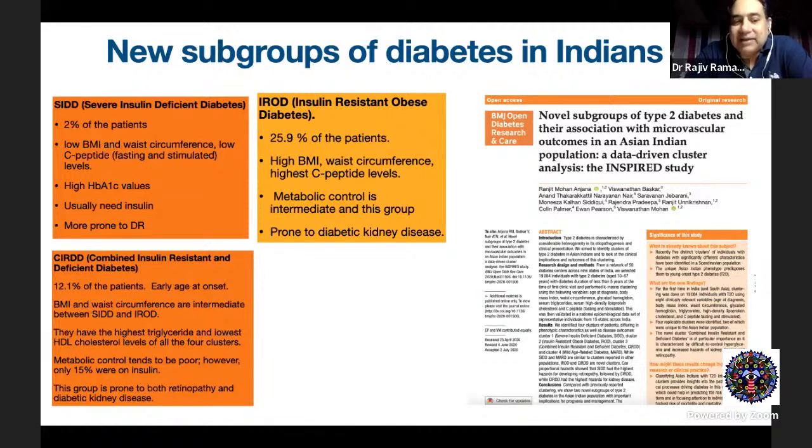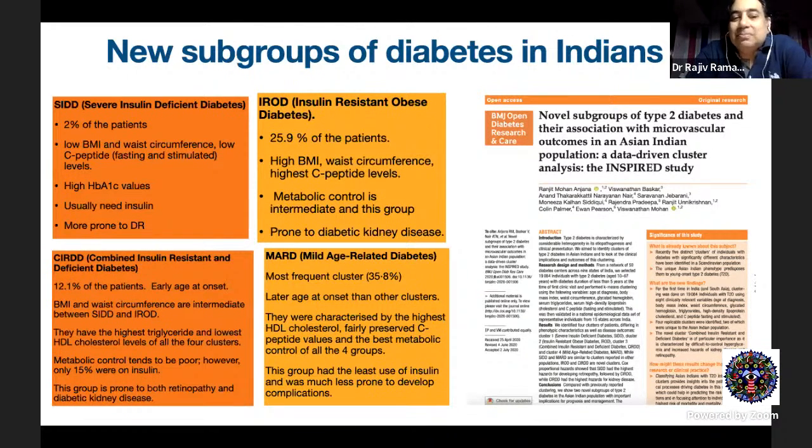Then we have a combined group, which is combined insulin resistant and deficient diabetes, and they are prone both for retinopathy and diabetic kidney disease. And fortunately, the most common type of diabetes in India is called mild age-related diabetes, which is the most frequent cluster, and they are the ones who have very less chances of microvascular complications. So that's the type of diabetes which has been described more recently, which we should be aware about, that there is some subclass of diabetes more prone for retinopathy.